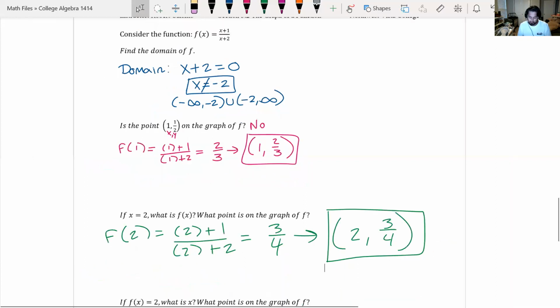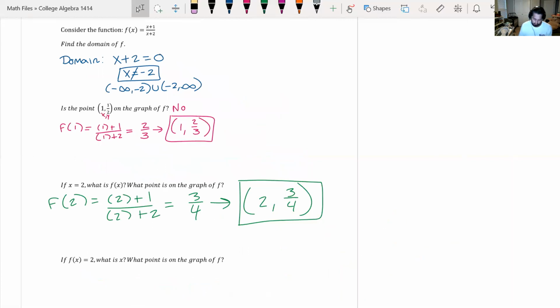Now this one asks the question backwards. Now this says, if f of x equals 2, what is the value of x, and what point does that make on the graph? So the last question said when x is 2, but now this one says when y is 2, what is the value of x? So now we have to solve for x.